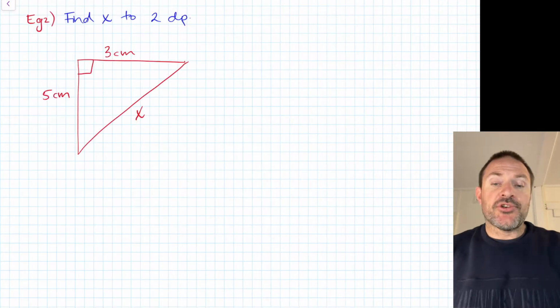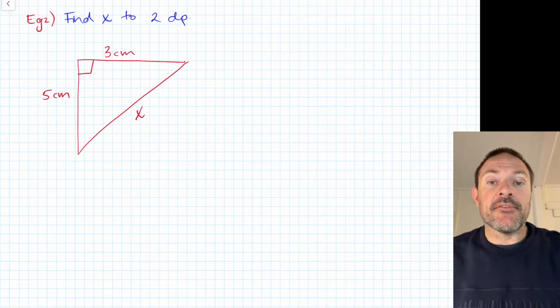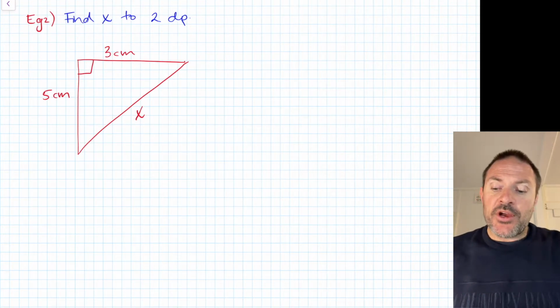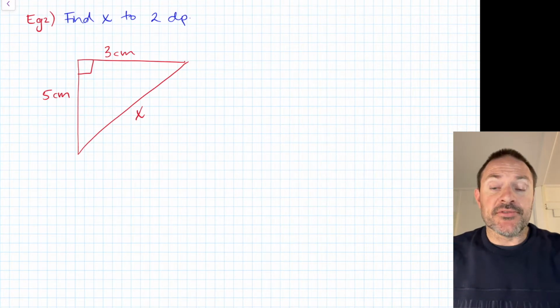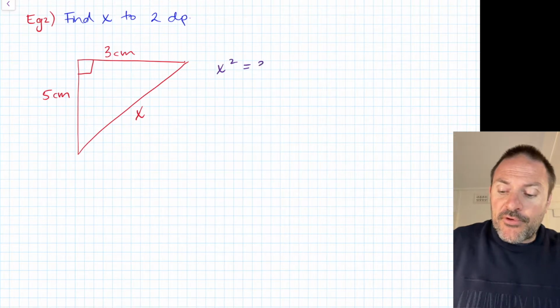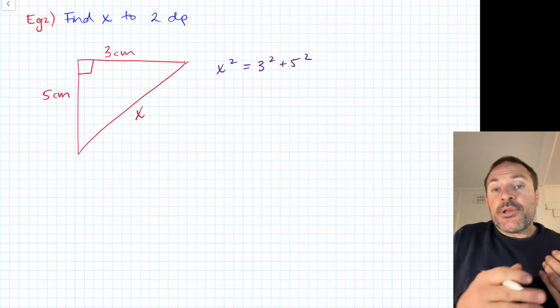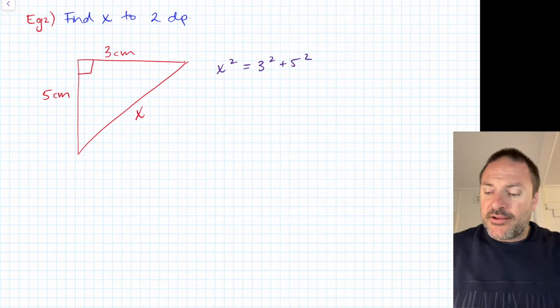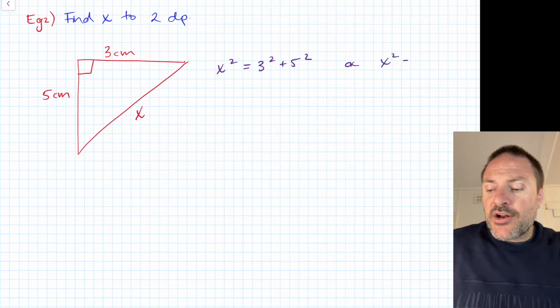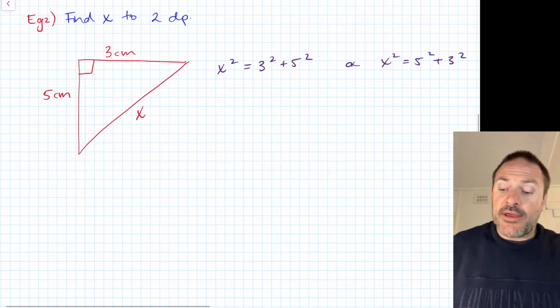And this gives an opportunity for us to revise our rounding to decimal places, as well as significant figures. So this question is almost identical, right? Hopefully you should be able to pause this and go ahead and answer it. X squared equals 3 squared plus 5 squared, or 5 squared plus 3 squared. It doesn't really matter, okay?